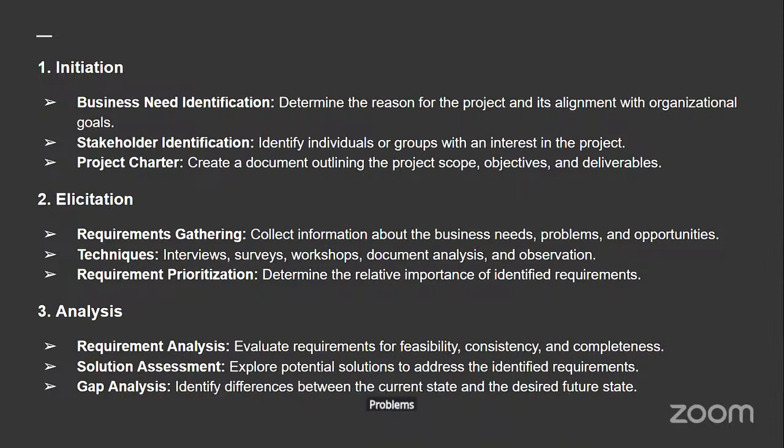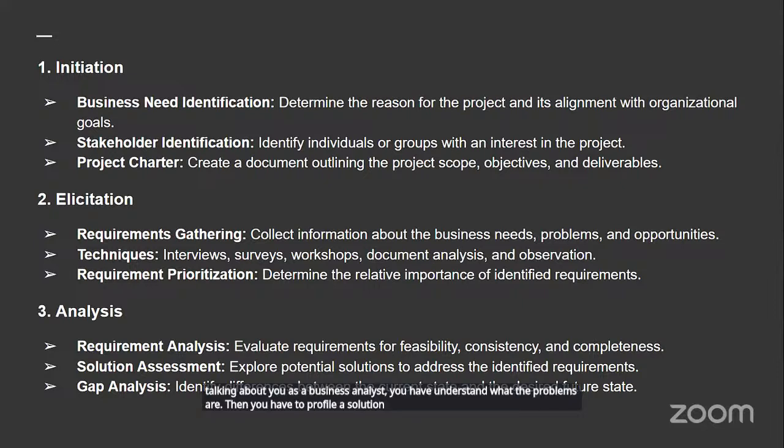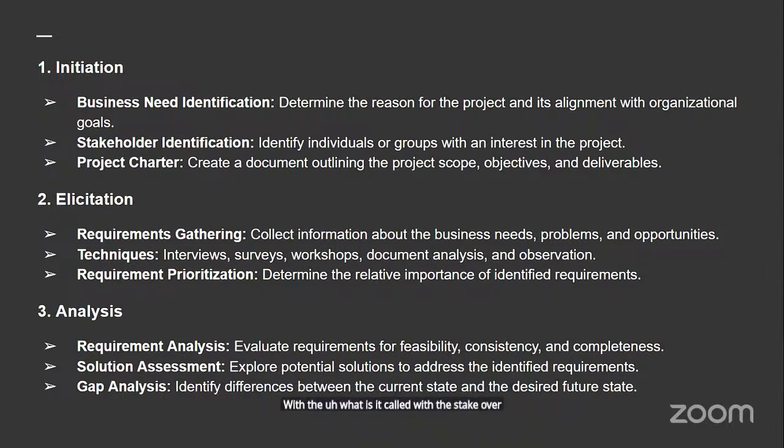Then you have solution assessment. The solution assessment is talking about you as a business analyst, you have understood what the problems are. Then you are to profile a solution. By the time you are profiling the solution, you shouldn't be alone. You shouldn't make it about you alone. You need to work together with the stakeholders. So you need to explore potential solutions.